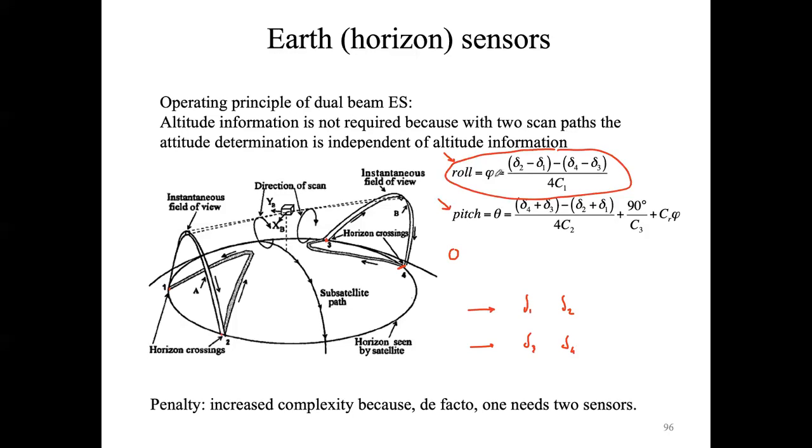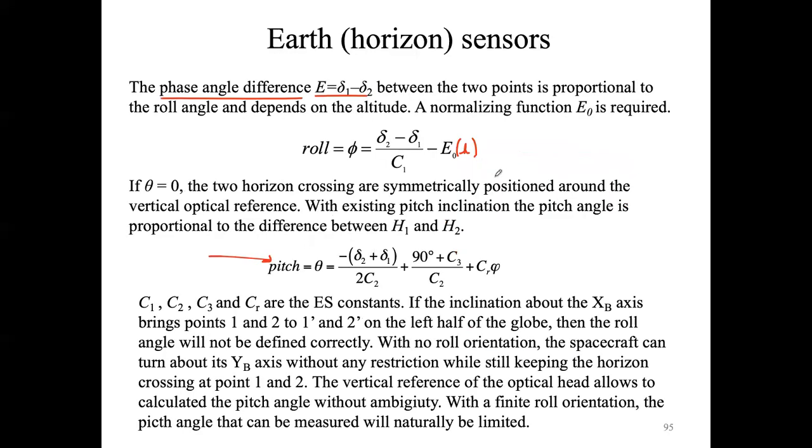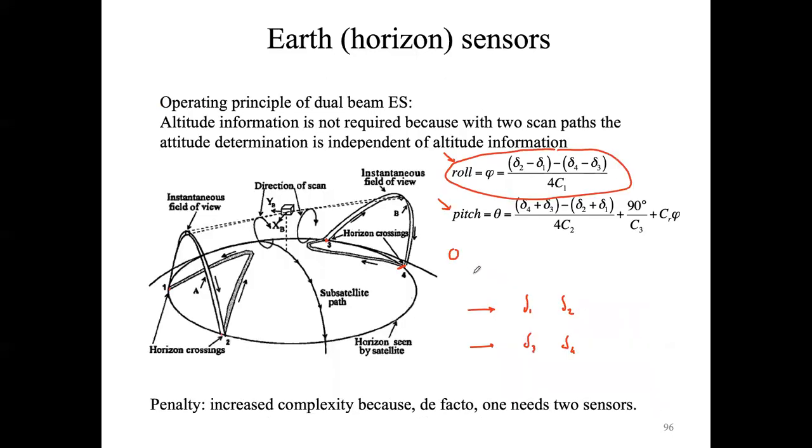Why 3 parameters? Because, as I said, the parameters that we have to solve in this case are the phi angle, the altitude of the spacecraft, which gives you the scale factor E0, and also theta. So we need to solve for 3 parameters, and before we had only 2 measurements, delta 1 and delta 2. Now we have 4, so we have 1 more measurement compared to the unknowns.